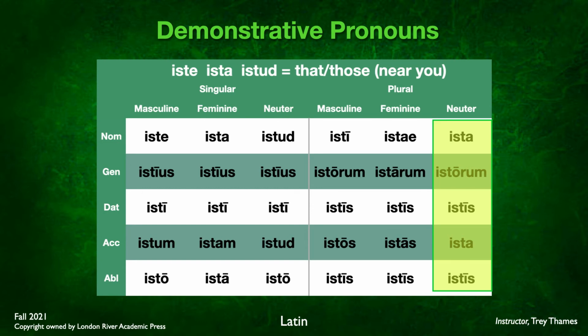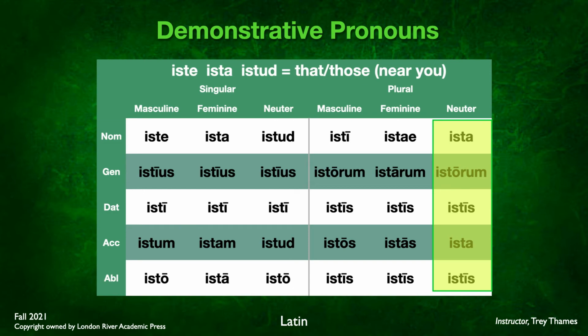We add the ist prefix, and we end up with ista, istorum, istis, ista, istis. So again, that's pretty consistent. If you've got the hic, haec, hoc, this should not pose any problems at all, assuming you know your first and second declension endings. So again, this iste, ista, istud means that in the singular or those in the plural, referring to that thing near the person you're speaking to.